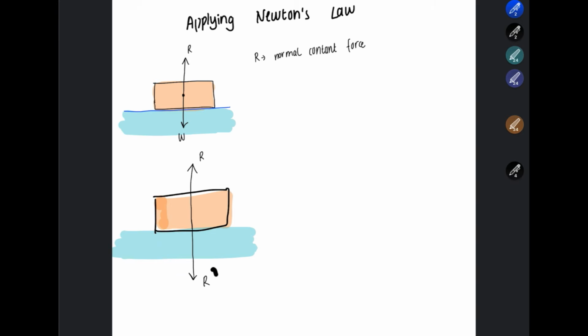Now you might wonder, what about the weight? If there is a weight acting down, there is also another force acting upwards. That is true basically in physics. Since the earth is attracting the book, the book is also attracting the earth. So that's how the forces are balanced.